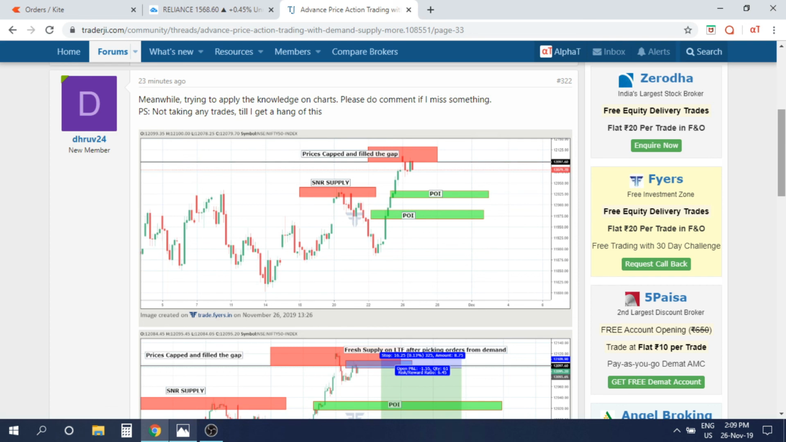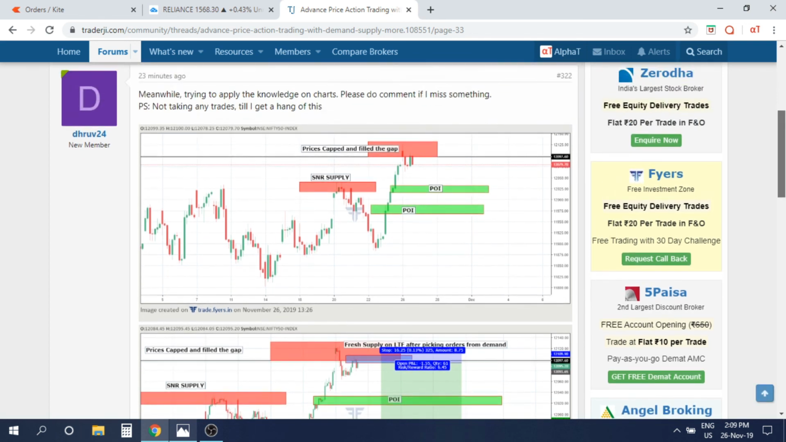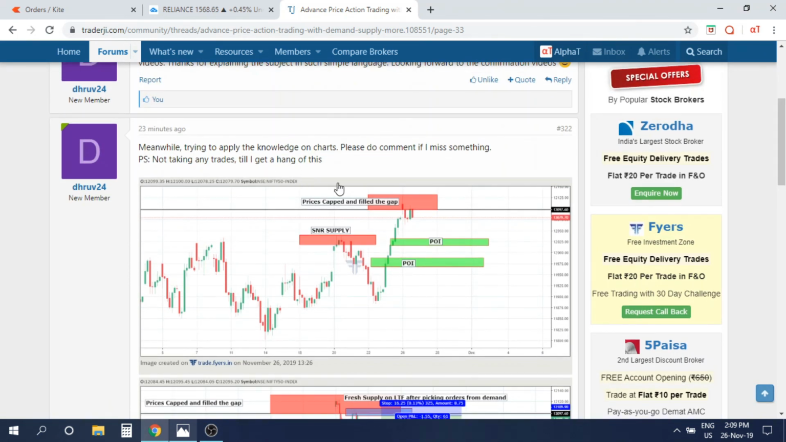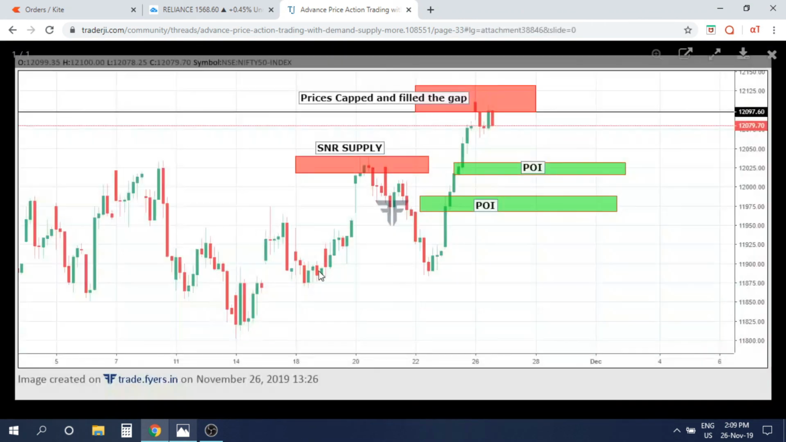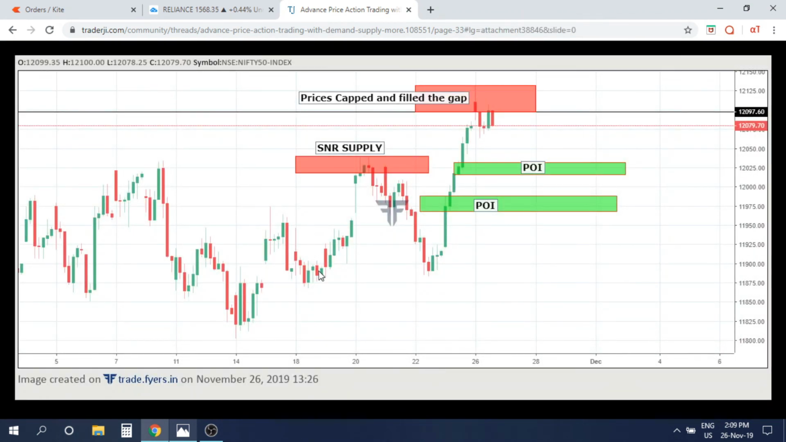So I'll answer his queries. I think he's posted nice questions here. Let me take the first one. This is Nifty 50. I think this is an intraday time frame. I'm not able to figure out what time frame this is, but it does look intraday, could be 1 hour or 2 hour. But anyway, this is a supply zone, correct? This is the POI which broke this, correct?